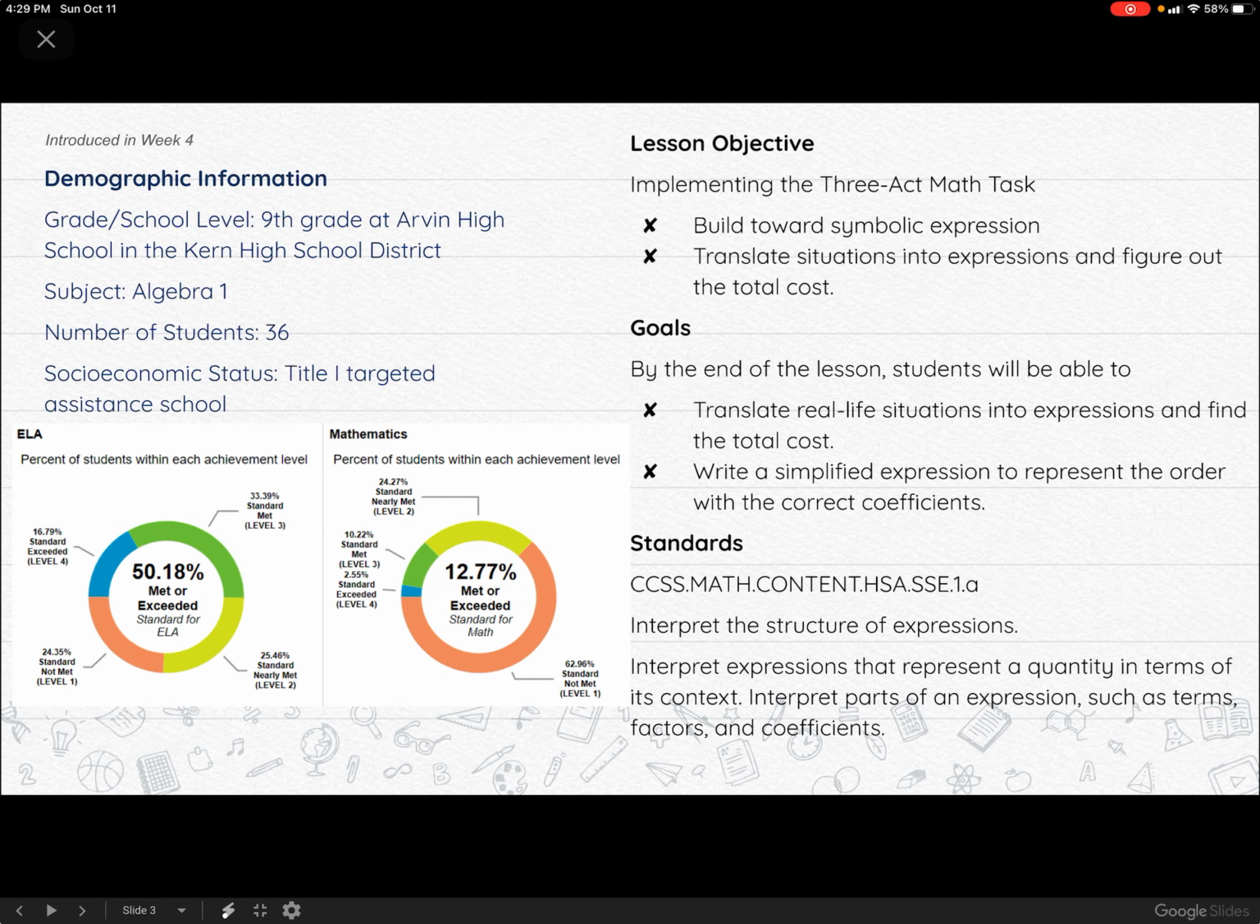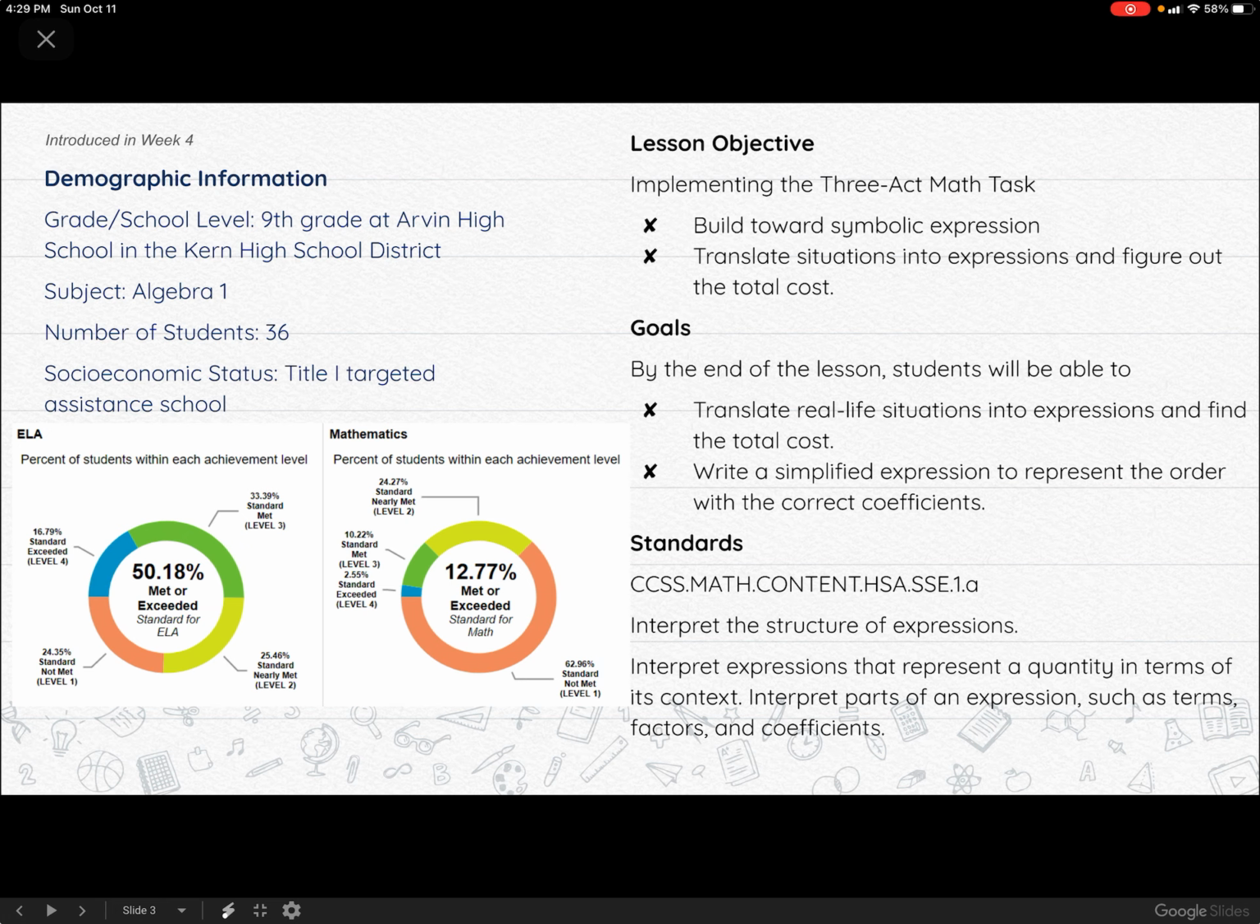So for the demographic information, I teach at a ninth grade level at Arvin High School, which is part of the Kern High School District. The subject is Algebra 1. There are 36 students in the class that I'm doing it on. The socioeconomic status is that this is a Title I targeted assistance school. So here I provided the ELA and the mathematics, the percents of students within each achievement level.